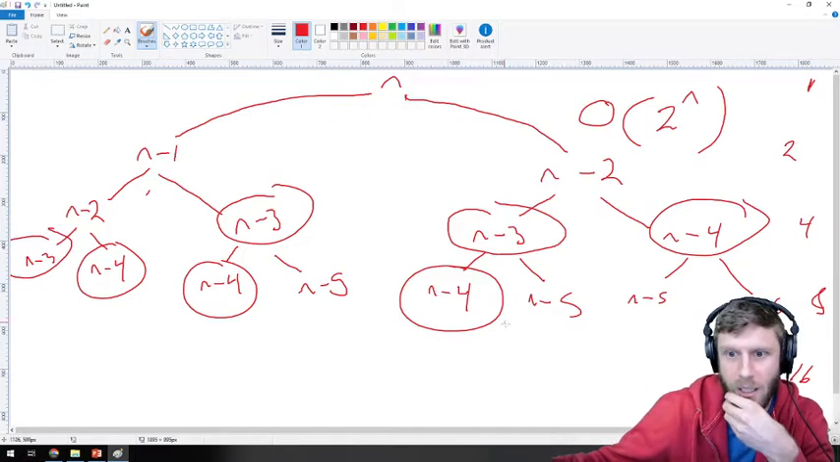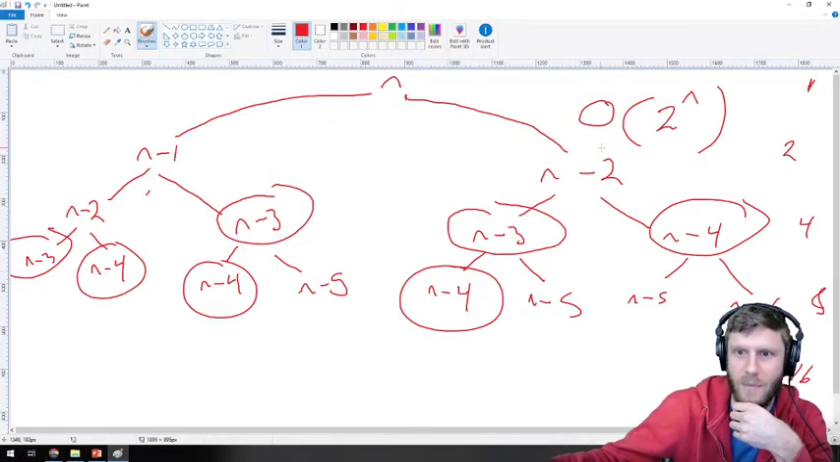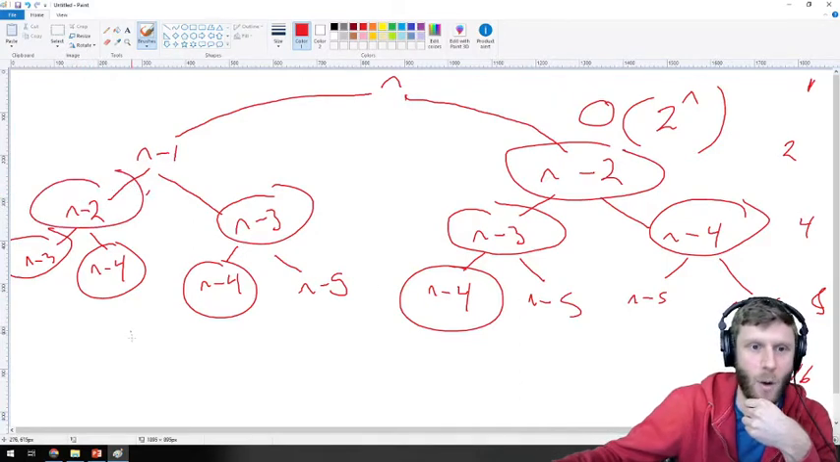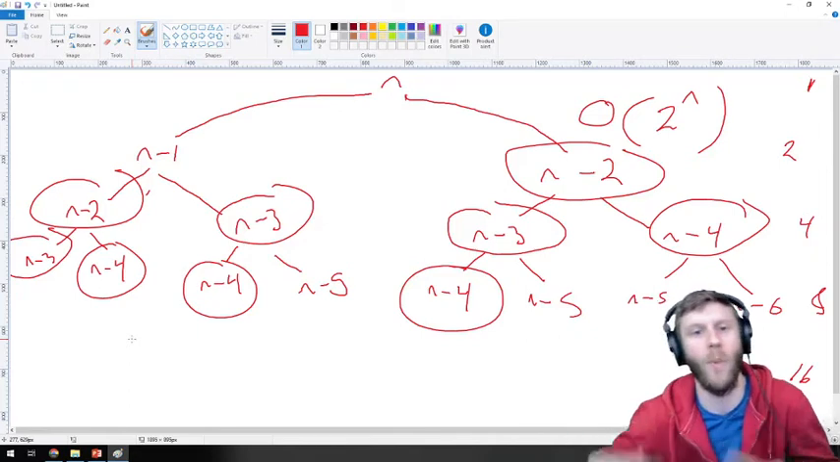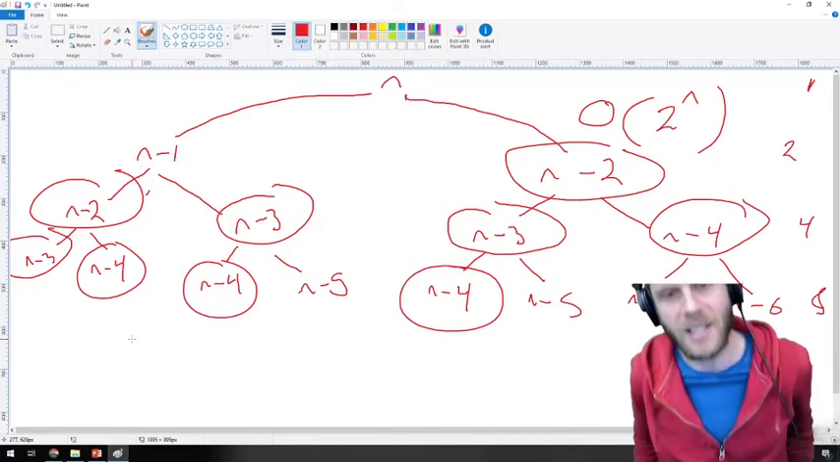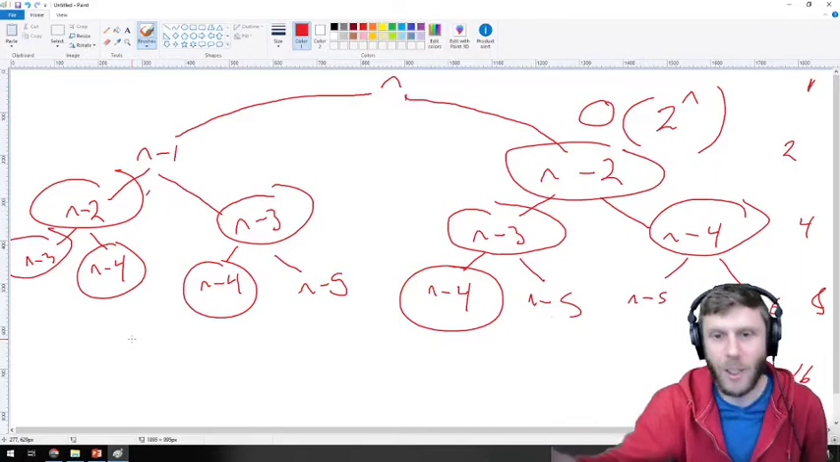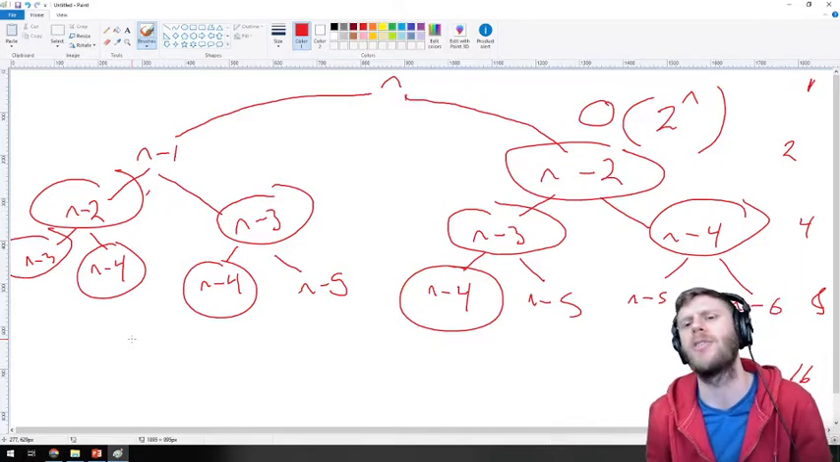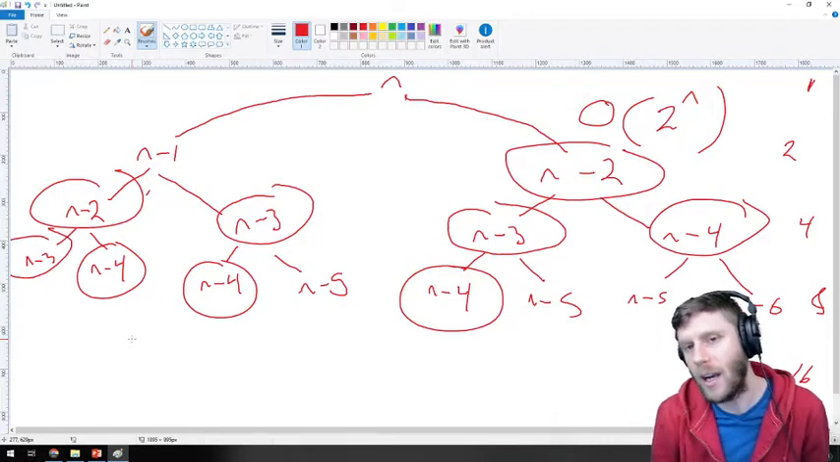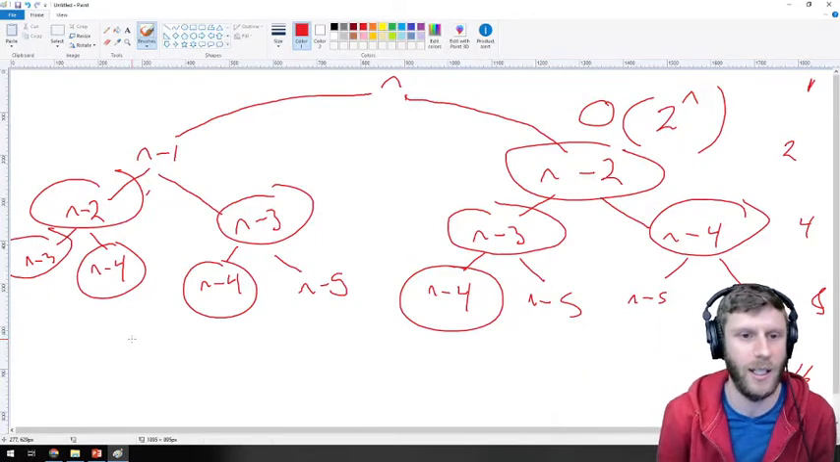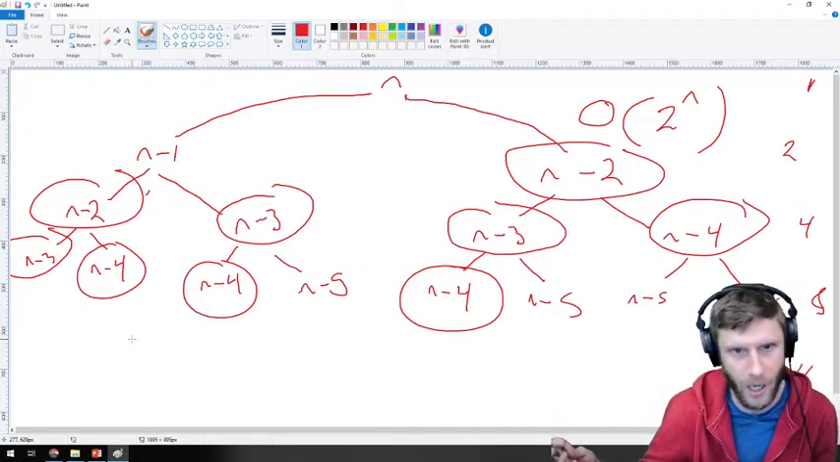Sure, we calculated n minus 2 only twice. But if I kept going down, we're just repeating more and more work that we've already done. Whereas the iterative one never did. It never calculated fib n minus 3 more than once. It only calculated it once and only once. Here, it's going to calculate it some hilariously large amount of times.